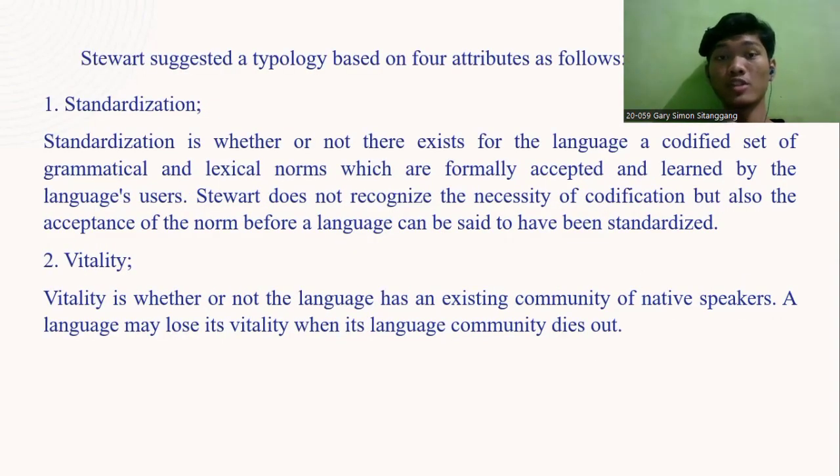So Stewart suggested a typology based on four attributes, of which the first one is standardization. Standardization is whether or not there exists for the language a codified set of grammatical and lexical norms which are normally accepted and learned by the language's users. Stewart recognizes the necessity of codification, but also the acceptance of the norm before a language can be said to have been standardized.